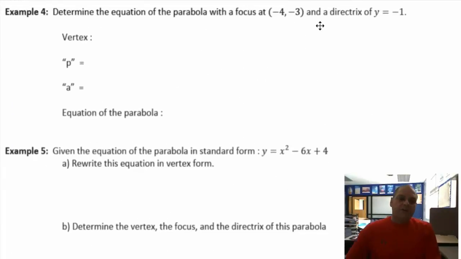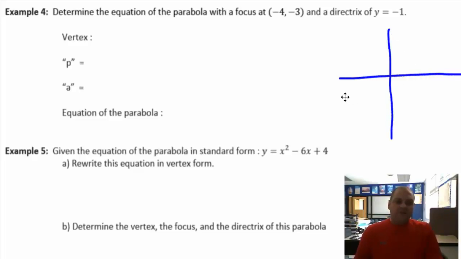Determine the equation of the parabola, focus -4, -3, and directrix y equals -1. So my vertex I need, now I'm going to draw a picture here. My focus is below my directrix. So if I just draw a little graph here, my directrix is y equals -1. And because my focus is below that, -4, -3, this is my focus, my vertex needs to be right there. Just kind of draw a sketch of what we're looking at here.